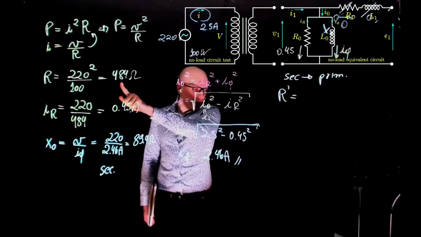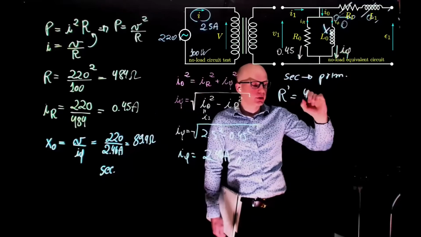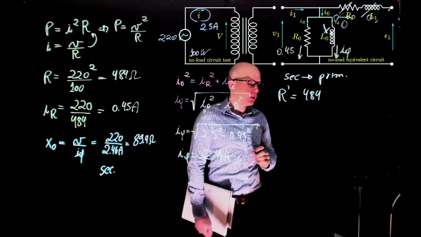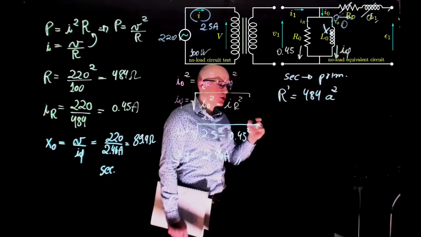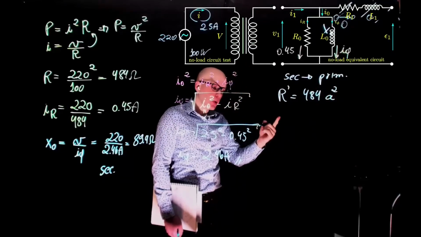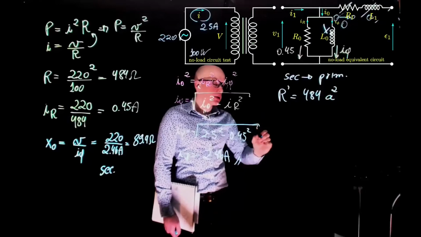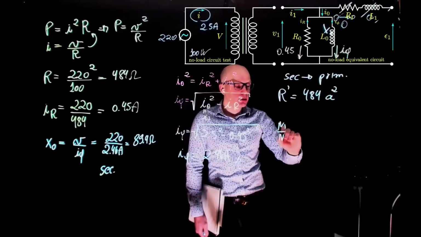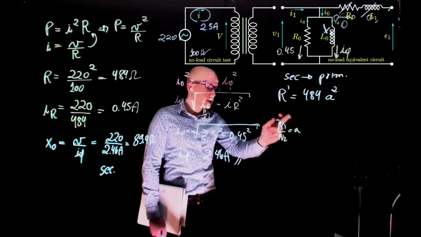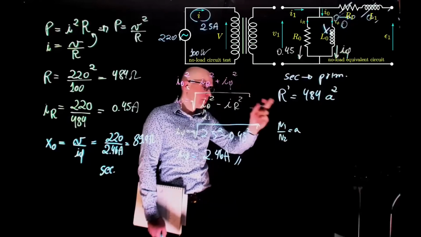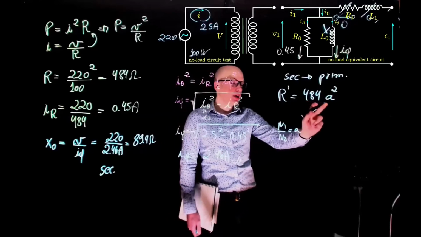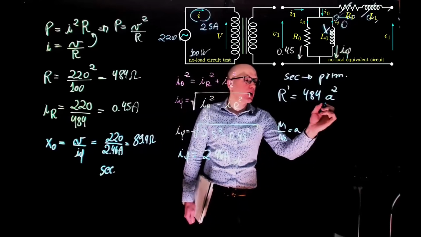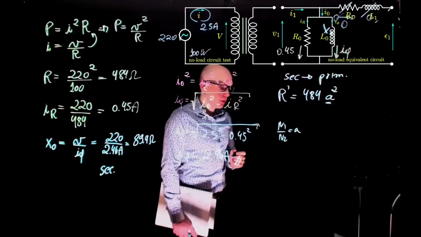Is the R in the secondary 484 times what? N2 over N1. Is squared. Squared, right. We are now transferring impedances. If you do N1 and N2, this is A, and this is what we would use to transfer voltages or currents. Right? But now we are transferring the impedance from one side to another. So A is squared.